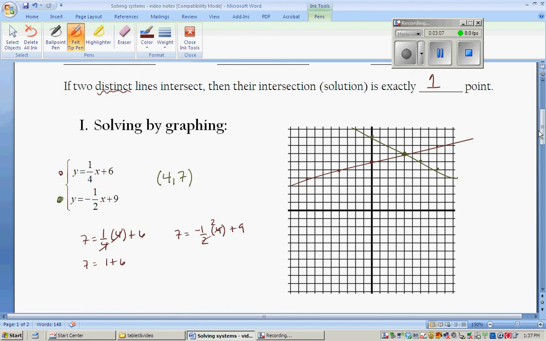So why don't you try one of these on your own, and I'll be back to show you what to do when it doesn't intersect perfectly and how to do the algebra.